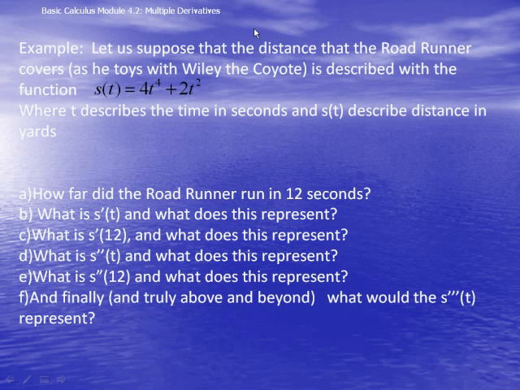A, how far did the Roadrunner run in 12 seconds? B, what is the s prime of t and what does this represent? C, what is s prime of 12 and what does this represent? D, what does s double prime of t represent? What does s double prime of 12 and what does this represent? And finally, and truly above and beyond, what would s triple prime of t represent?